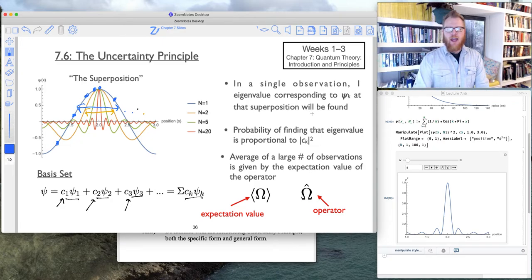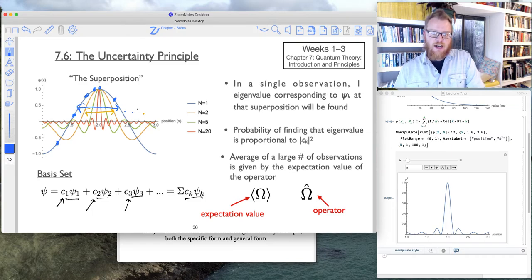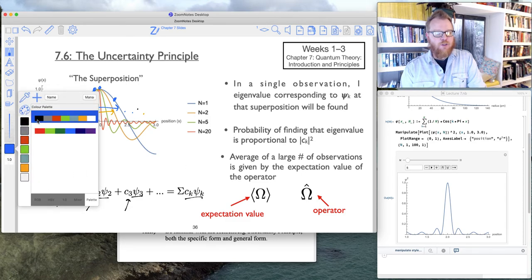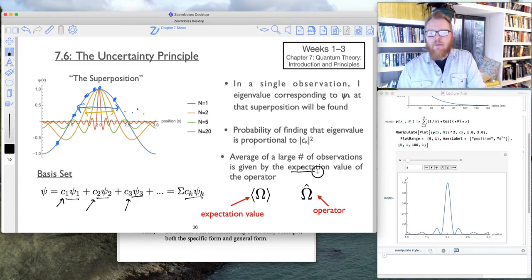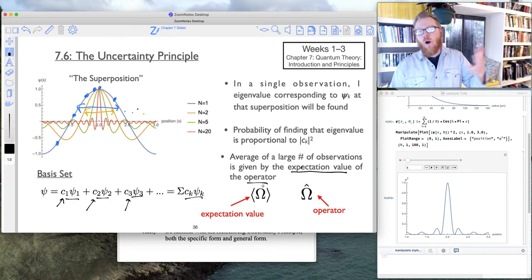And so, of course, the more of these wave functions I build in, the more precise my superposition becomes. And so what happens now, the probability of finding that eigenvalue becomes proportional to the normalization constant squared. And now the average of a large number of these observations is given by the expectation value of the operator in question. So what we're talking about here is position, okay? So if I wanted to know, for a large number of observations, perhaps n is equal to 20, what becomes the expectation value of that position? Well, it's where precisely the particle is located, okay?